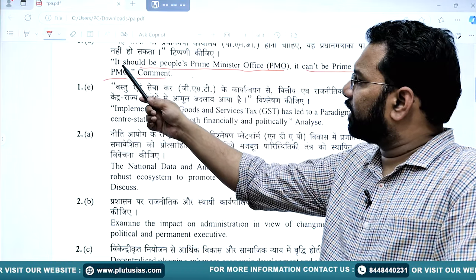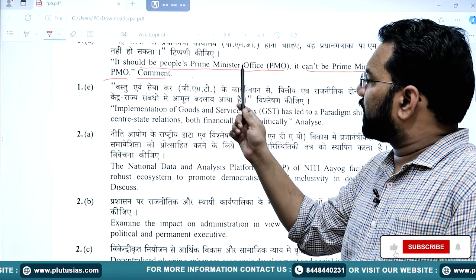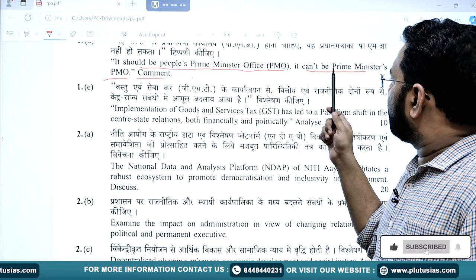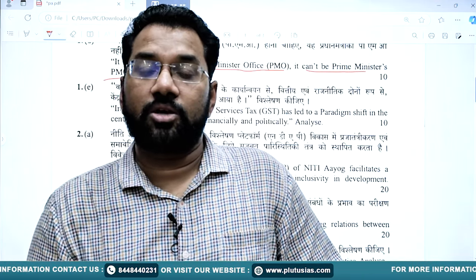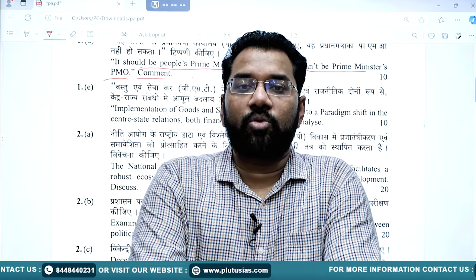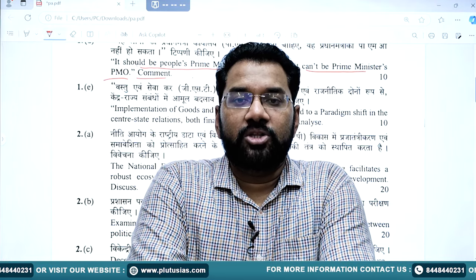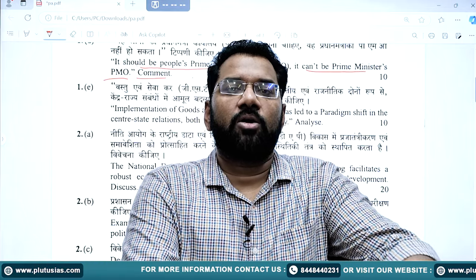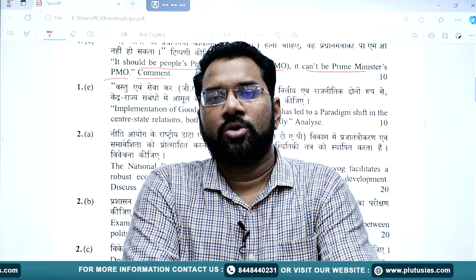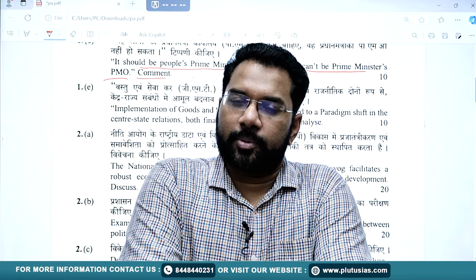Statement was in the newspaper. It should be People's Prime Minister Office. It cannot be Modi PMO. Aisa statement Modi ji ne bola tha 11 June ko. Aur hamara paper kab hua? In September. 3 mahine pehle jo news thi, newspaper se directly UPSC ne wahan se uthaya aur aapko question de diya. So it is very important ki aap newspaper padho.